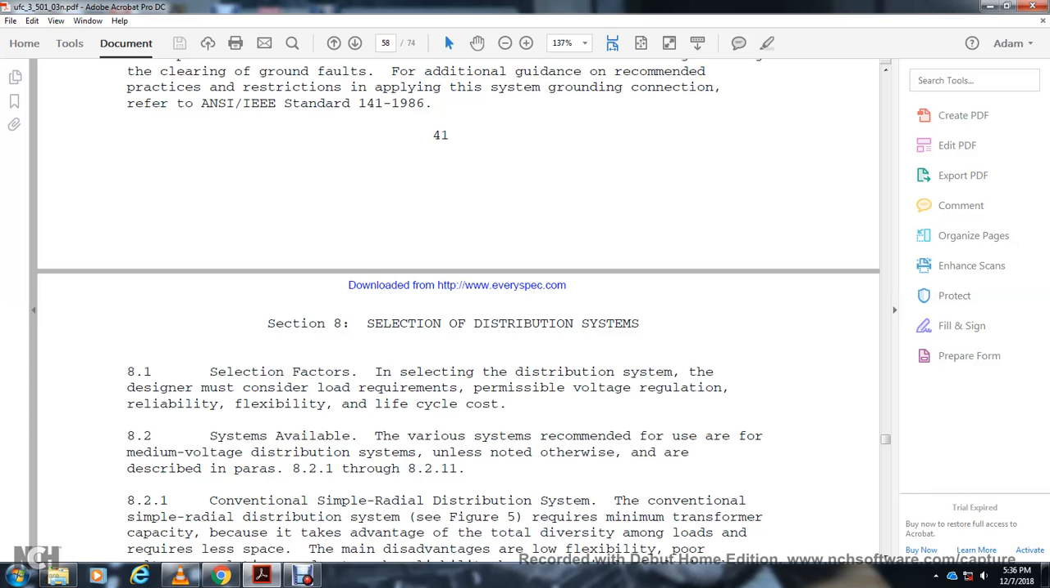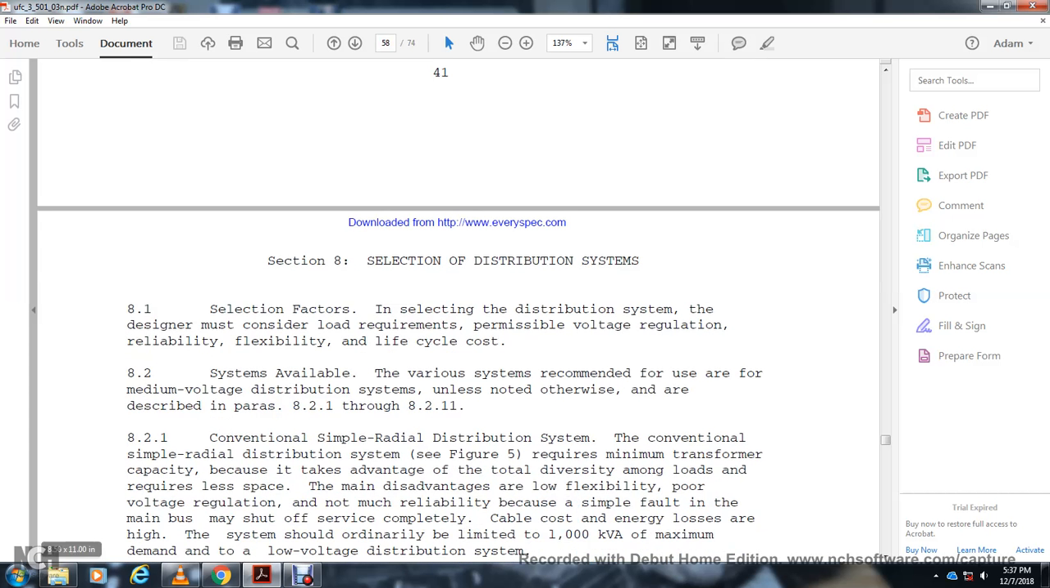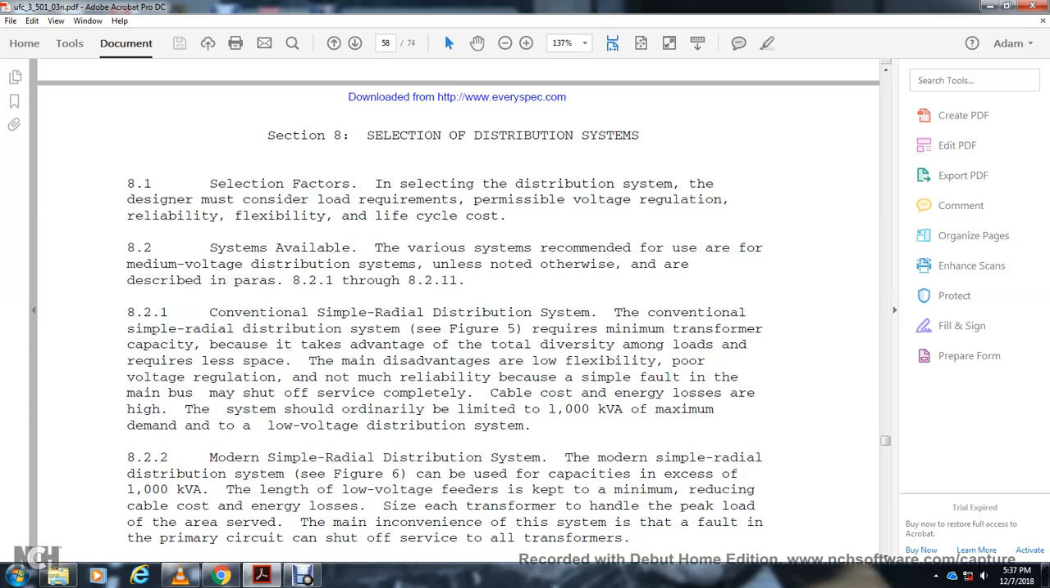The conventional system, the radial distribution system, the conventional radial distribution system figure 5 requires the minimum transformer capacity because of the advantage of the total diversity among the loads of the required less space for the main disadvantage of the flow, flexibility, power of the voltage regulation, and not much reliability, but the simple fault in the main box must be shut off. The completely capable cost of the energy losses are high, but the system should be ordinarily limited to the 1000 kilovolt amp, the maximum demand of low voltage distribution system.